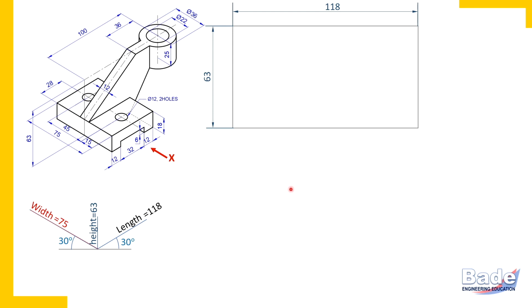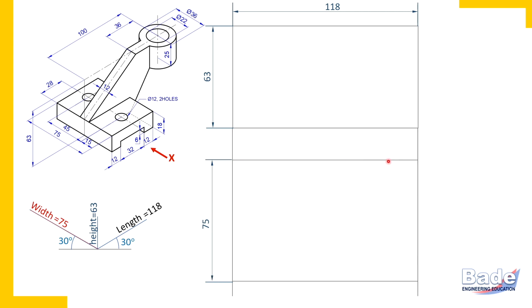Now we'll draw a rectangular block in the top view. In the top view we can see length 118 mm horizontally and width vertically. How much is width of the object? 75 mm. Now don't measure length 118 mm independently. Project it from front view to top view. Now leave some space from this rectangle and then measure width 75 mm vertically. In the top view, width appears vertically and then complete the rectangle. So this is a rectangular block in the top view.